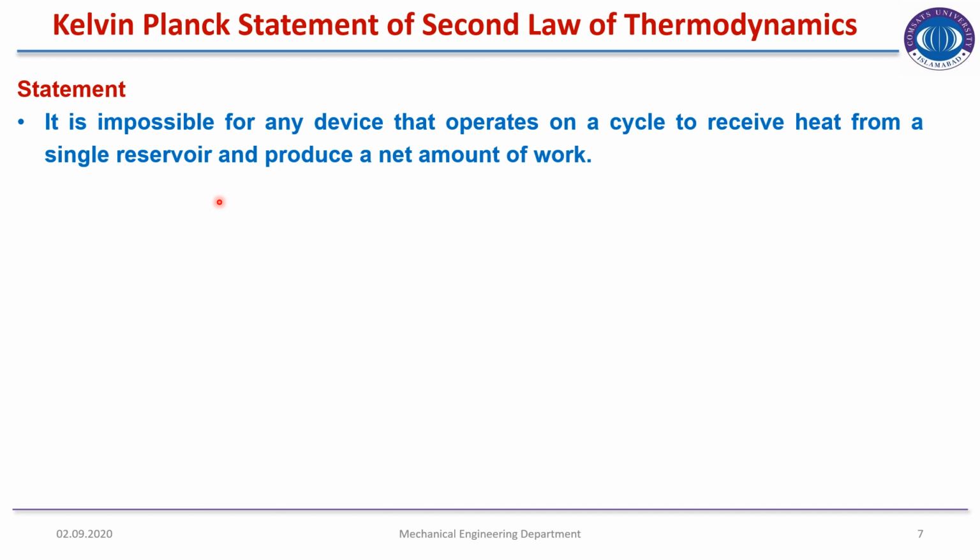A thermal energy reservoir that is at a higher temperature is known as source, whereas a thermal energy reservoir that is at a lower temperature is known as sink. So a heat engine receives heat from the source and rejects heat to the sink. So the Kelvin Planck statement states that it is not possible for a heat engine to receive or reject heat with a single energy reservoir.